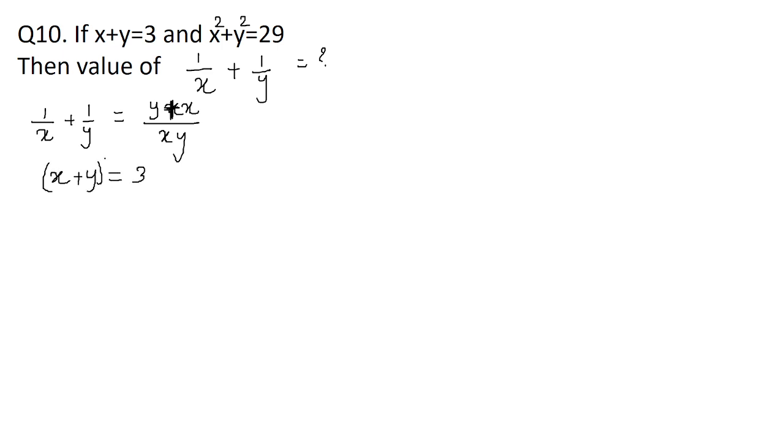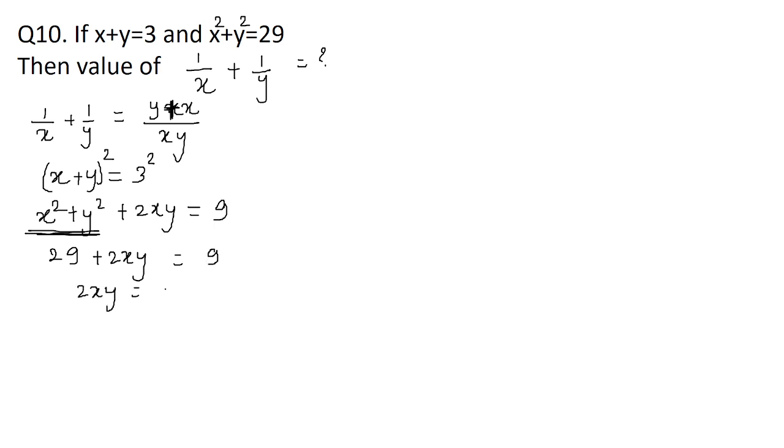If I take square on both sides, what will I get, students? x square plus y square plus 2xy. Why? Because (x plus y) whole square can be written as a square plus b square plus 2ab. So x square plus y square plus 2xy is equal to 9. Now x square plus y square is mentioned in the question, that is equal to 29. So 29 plus 2xy is equal to 9. Correct? So 2xy will be equal to 9 minus 29, which gives minus 20. So the value of xy will be equal to minus 10.